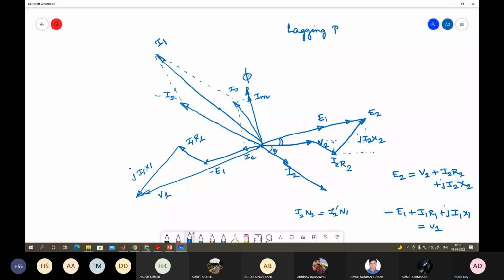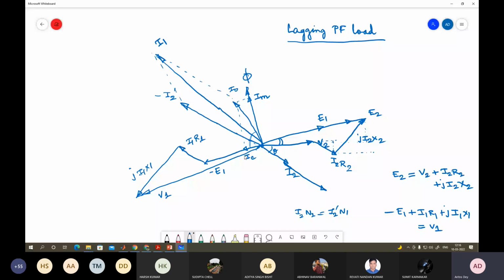Okay, so is it clear now? This is Im, and this is your hysteresis angle, we can call it this angle. Anyway, this one, which is little less than 90-degree, is the relation between this I0 and this E1. So this is true for lagging PF.